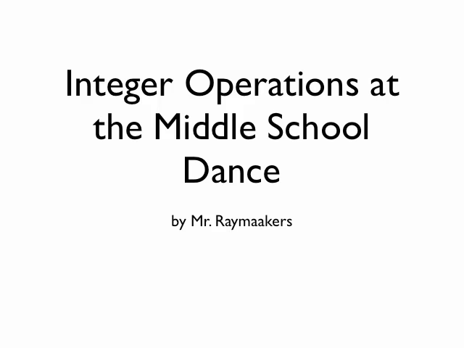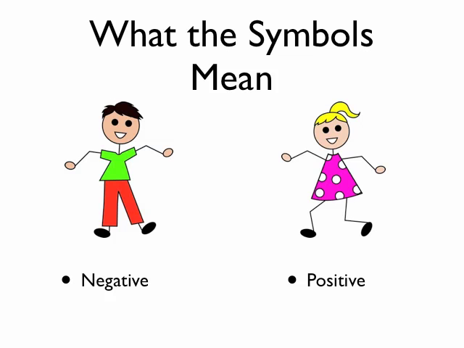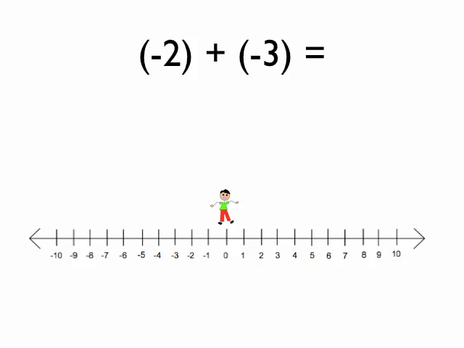In this video, we're going to explain how to perform different integer operations by using a middle school dance model. In this model, boys will represent negative integers or -1, and girls will represent positive integers or +1. So our first example is -2 plus -3.